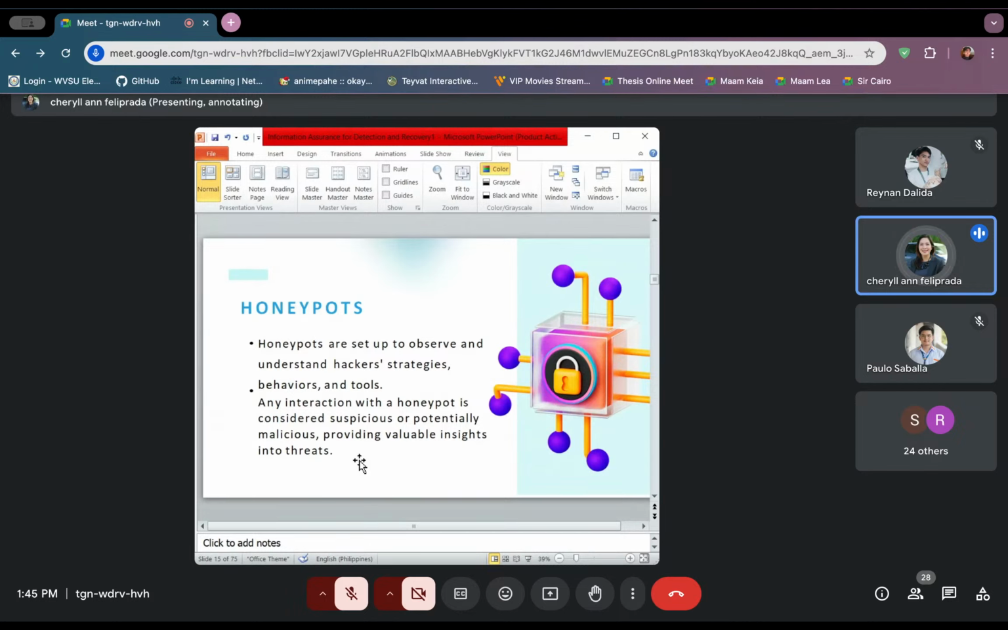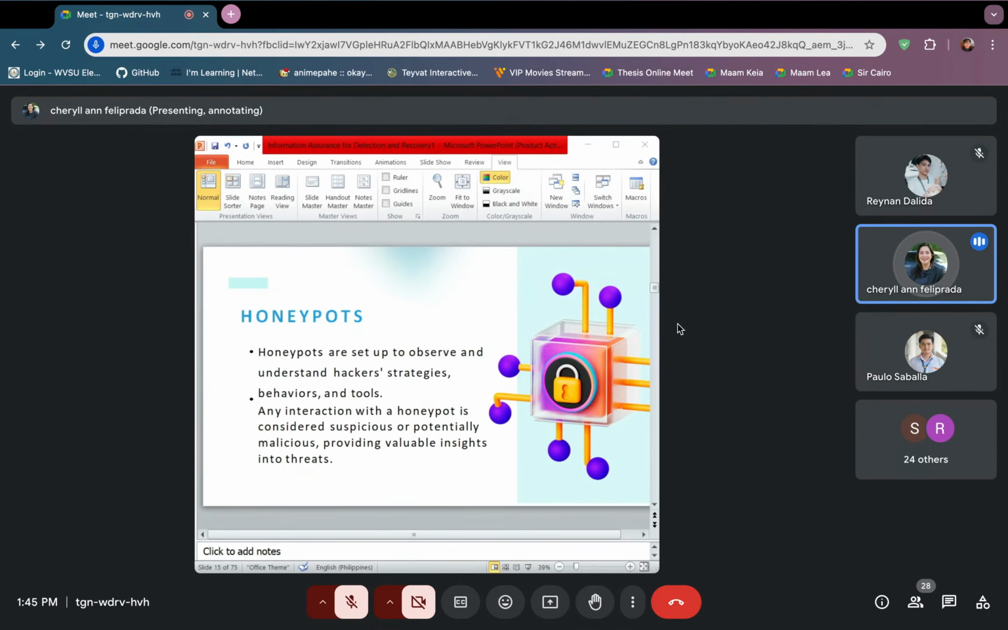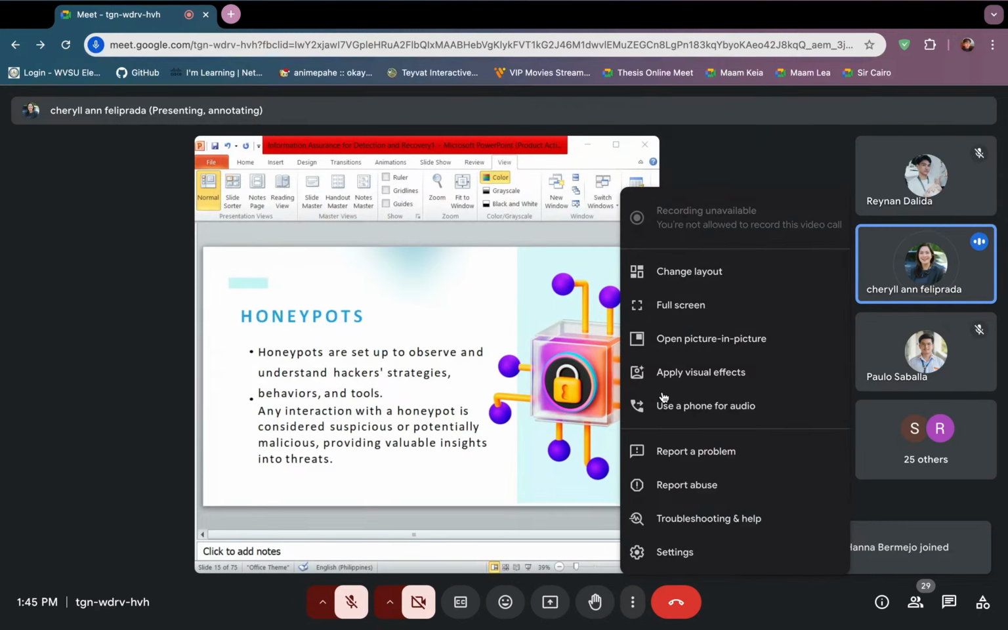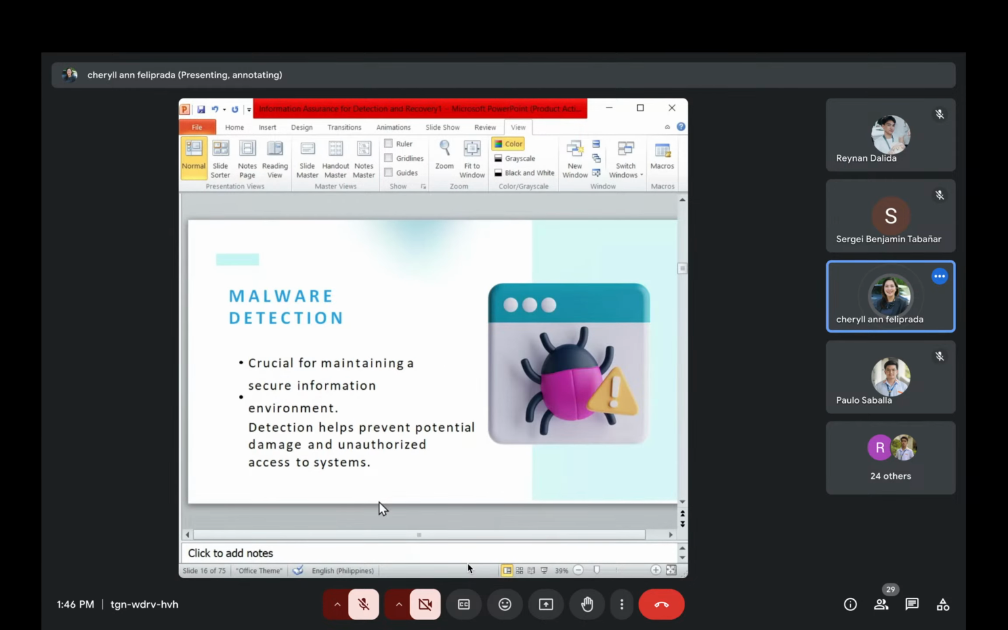Now honeypots here serve as a decoy. So when we say decoy, it serves as a trap for the attackers. Honeypots and honeynets will be discussed separately later on. Okay? Next is malware detection.